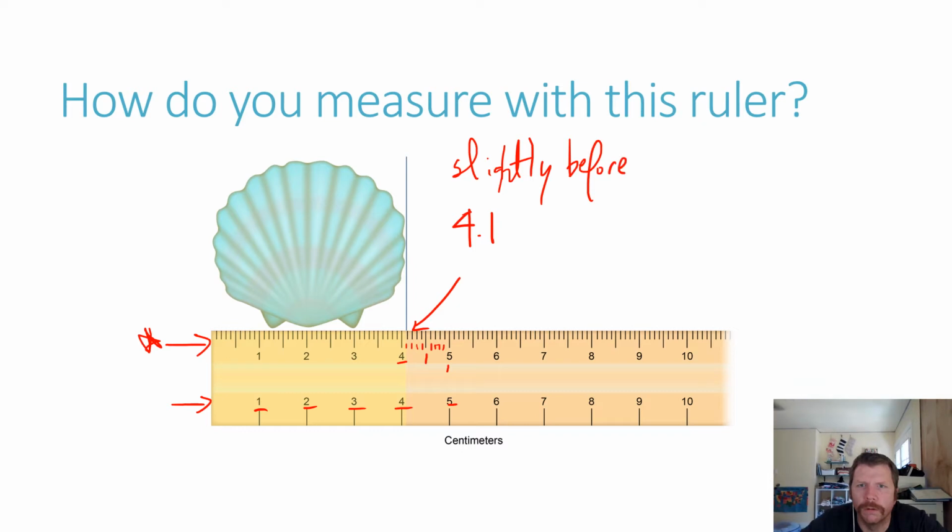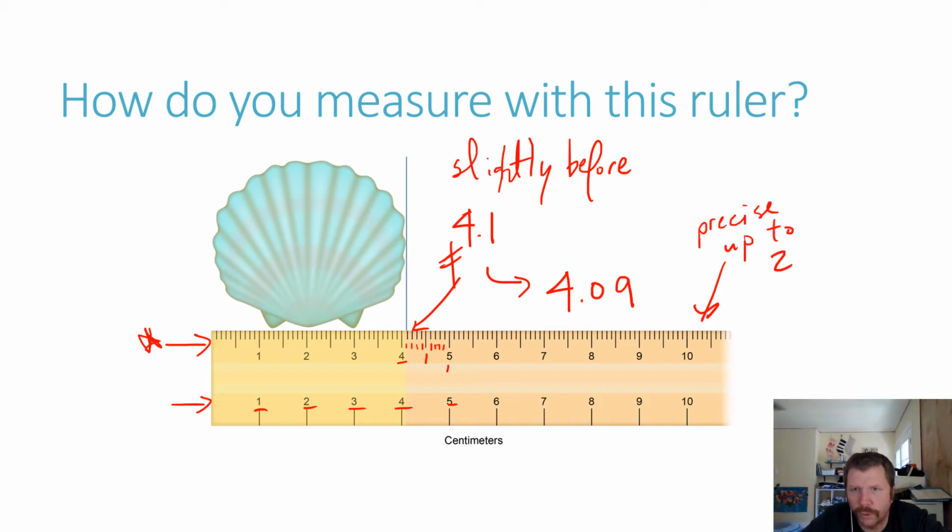4.1. So it's reasonable to say that this is less than 4.1, and therefore you can make a pretty reasonable approximation as to what that would be. And I think that you can comfortably say that this would be something like 4.09, because you know that this measurement right here is not equal to 4.1. It's less than 4.1, in fact, but you have to make some sort of prediction about that. So this side would be precise up to 2 decimal places.